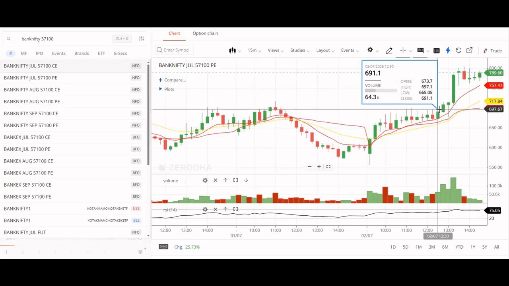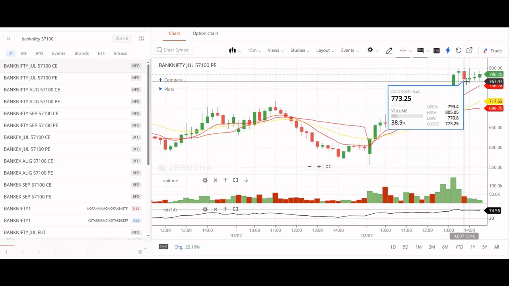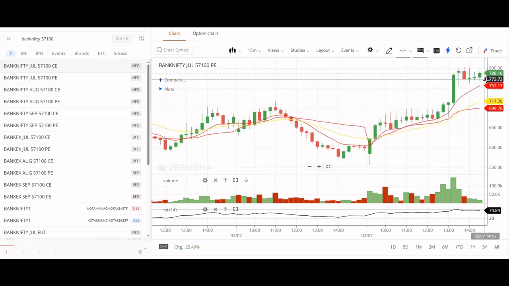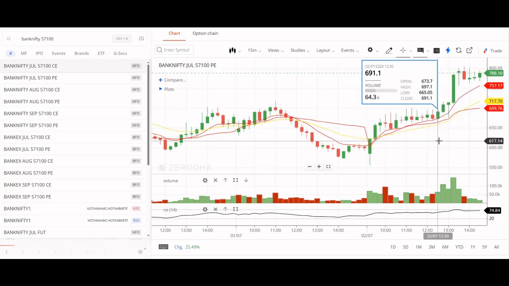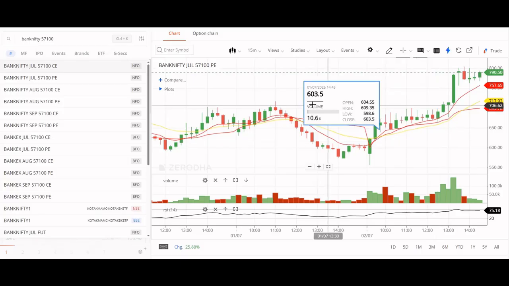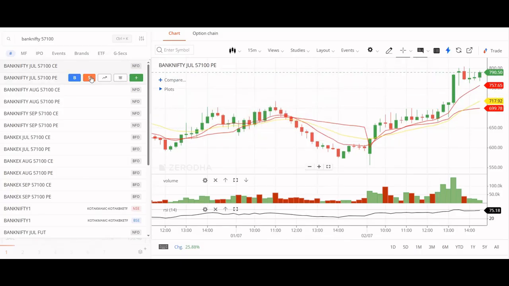So if at all we have entered into this put option at 691 rupees, you can see the time is around 2:41, and it is trading around 780-80 level. So with almost around 100 points of profit nearby. This is for a monthly option.